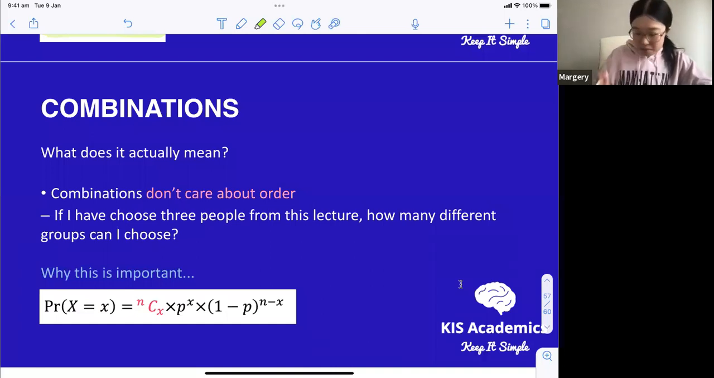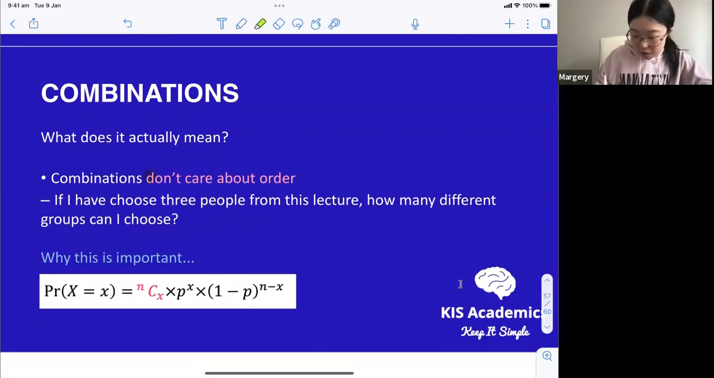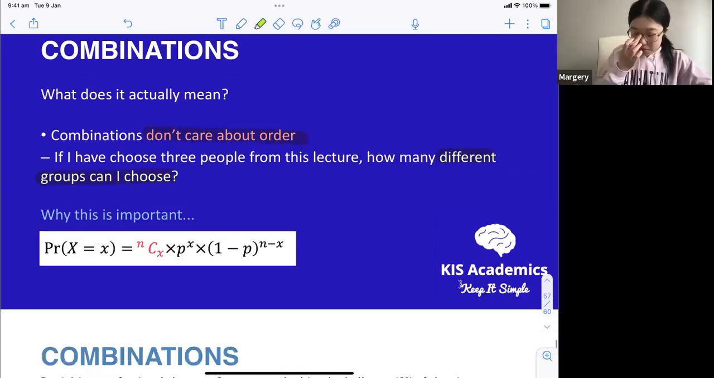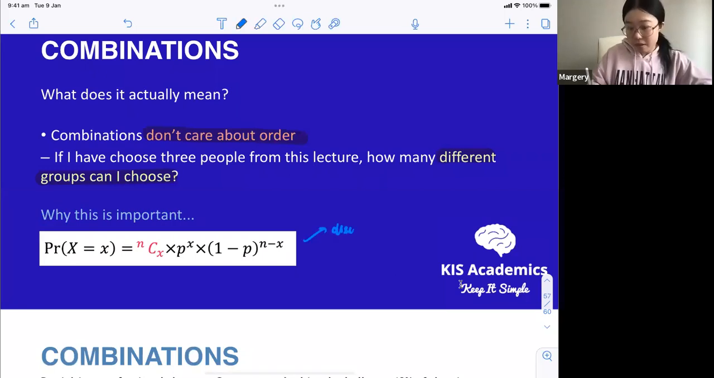In terms of combinations, we don't care about the order. Let's say I want to choose a particular number of people from a lecture. It doesn't matter the order that I pick the people in. We just want to find how many different groups I can choose. It doesn't matter if I choose this person first and then the next person after that, as long as I choose 3 different people. So I want to find how many ways I can do that.